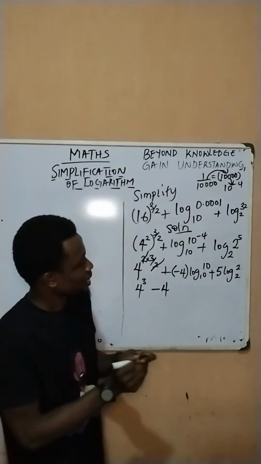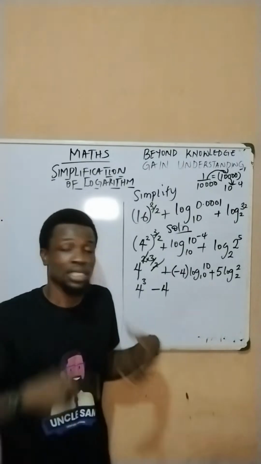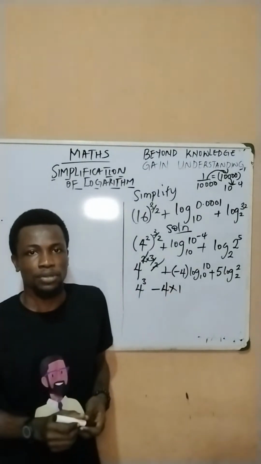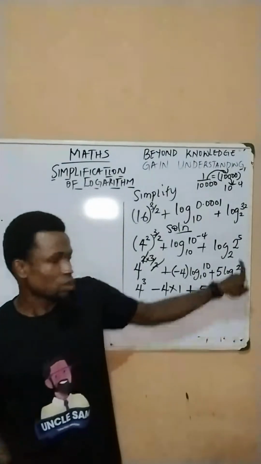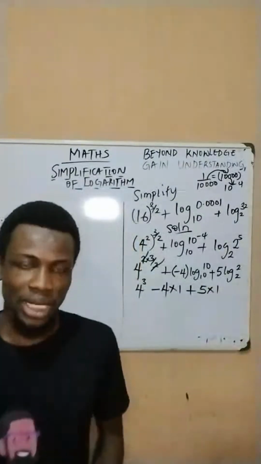And then any log that has the same value as its base is equal to 1, according to the laws of logarithm. So this becomes minus 4 times 1, then plus, same thing here. Any log to its base is equal to 1, so it becomes 5 times 1. So that's what you have here.